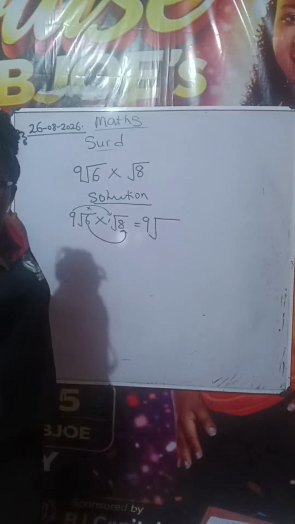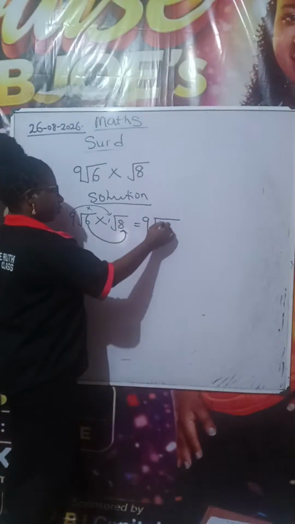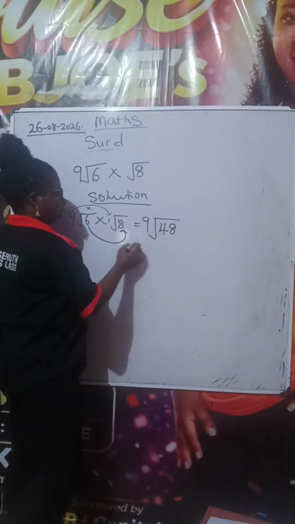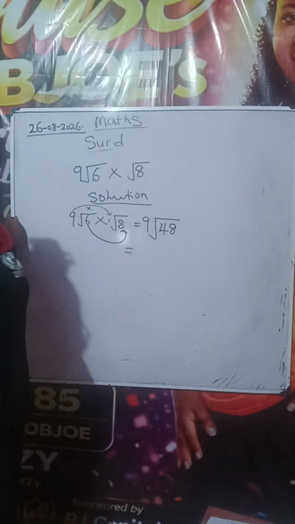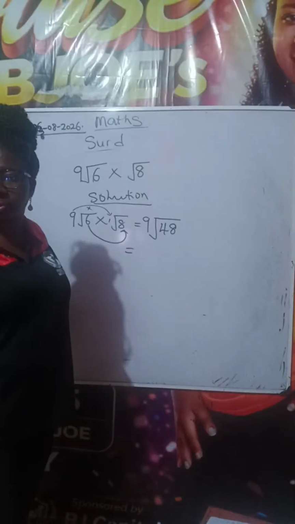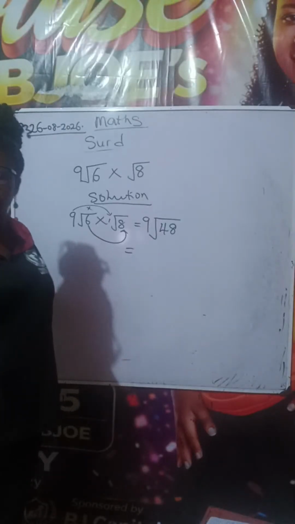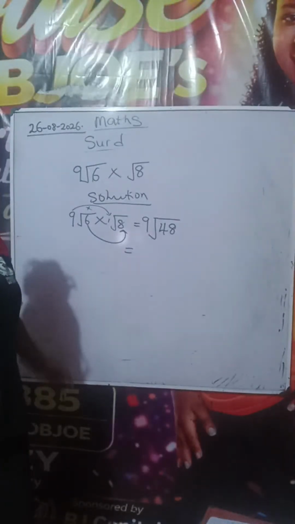Everybody, 6 times 8. So we have 48. Now, I'll write 48 here, equals to. Now, the 48, can we get the square root of 48? Like, is it possible? It's not possible. But what next?